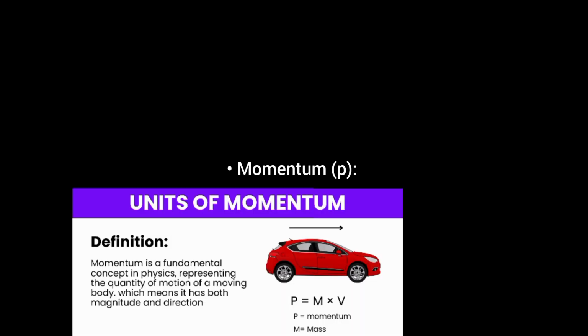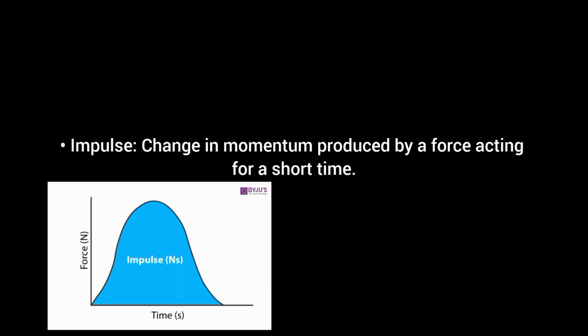8. Momentum and impulse. Momentum p. Impulse: change in momentum produced by a force acting for a short time. I = F × t = Δp. 9. Law of conservation of momentum: in the absence of external forces, the total momentum of a system remains constant. Example: momentum before firing equals momentum after firing. m1u1 + m2u2 = m1v1 + m2v2.